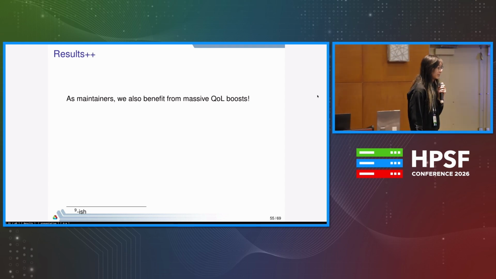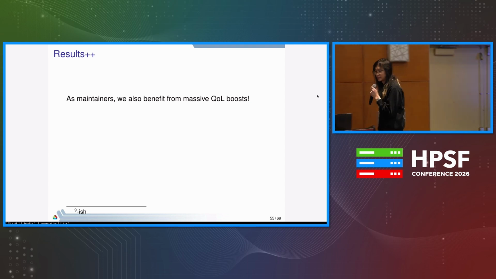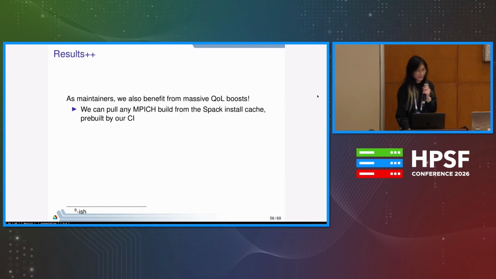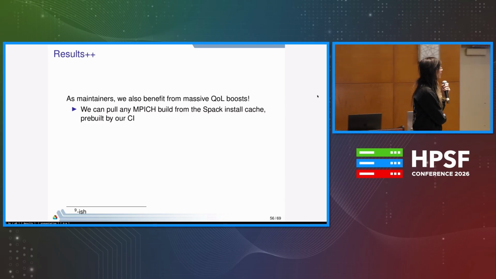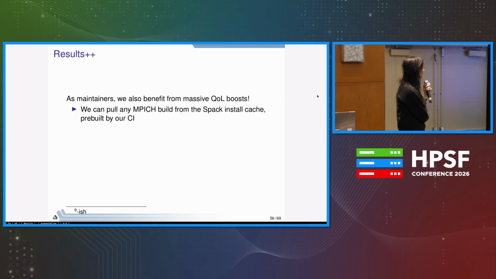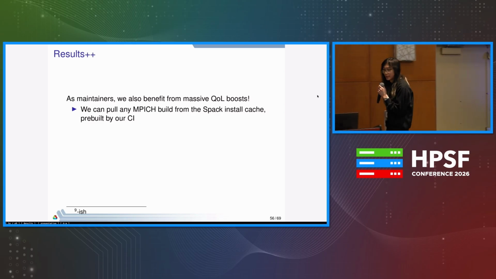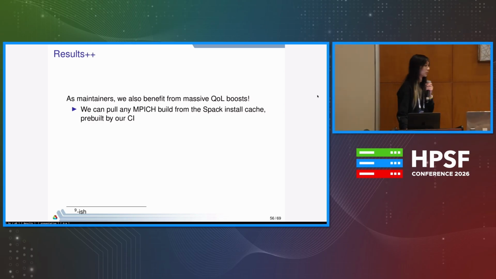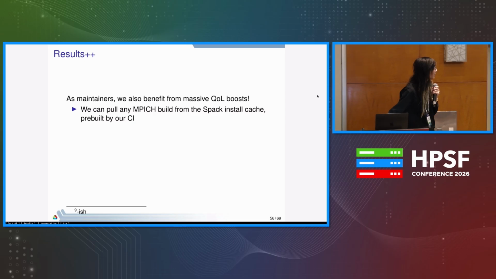And we also benefit from huge quality of life boosts, which is really nice. So we have any MPICH install that's built from our CI. It's in a common Spack install cache that we can pull from now as maintainers, which means we can avoid doing rebuilds on what our CI has already done for us.